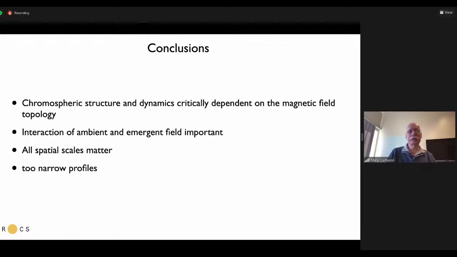So for conclusions, the chromospheric structure and dynamics are critically dependent on the magnetic field topology, and the interaction of the ambient and emergent field is important. We haven't shown that, but we have some simulations where we look at Ellerman bombs and UV bursts, and they come from the interaction of the field that we put in the box. So what we have in the box is really crucial, and if we feed in strong field, we can get all sorts of activity. All spatial scales matter, and we have too narrow profiles.